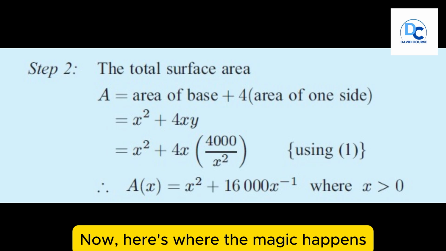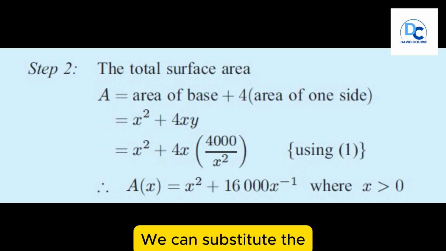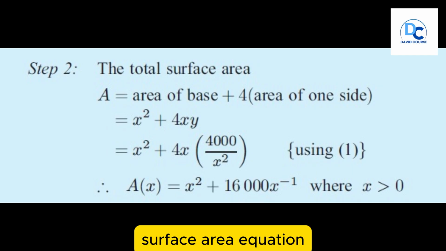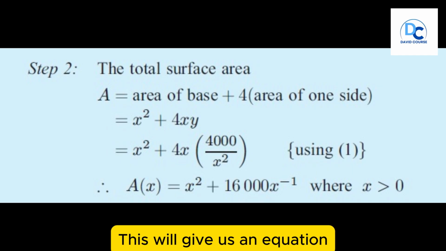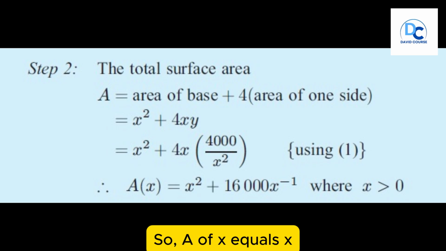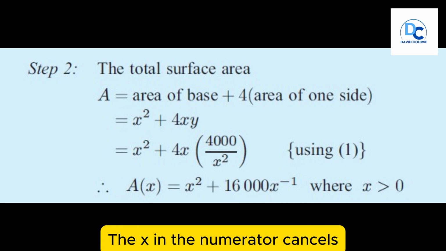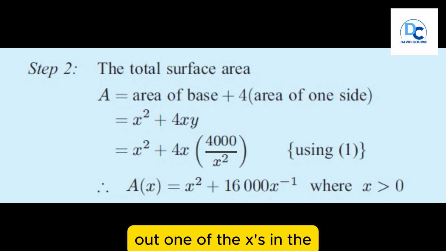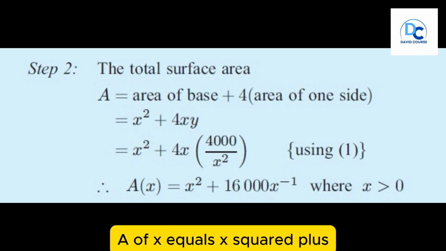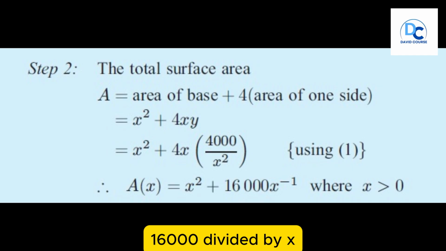Now, here's where the magic happens. We can substitute the expression for y that we found earlier into our surface area equation. This will give us an equation for the surface area that only depends on one variable, x. So, A of x equals x squared plus 4x times the quantity 4,000 divided by x squared. Let's simplify that a bit. The x in the numerator cancels out one of the x's in the denominator, leaving us with A of x equals x squared plus 16,000 divided by x.